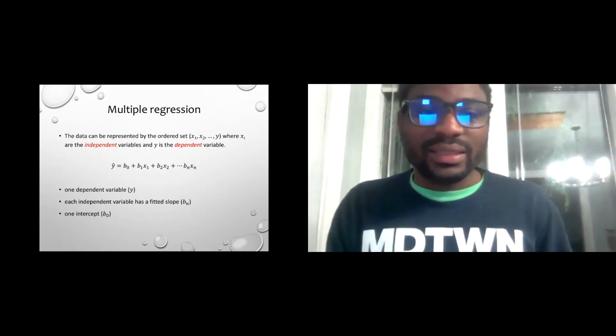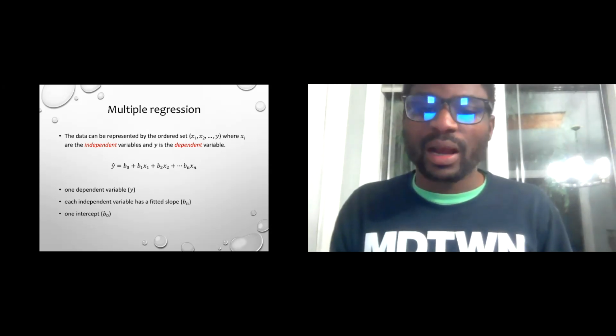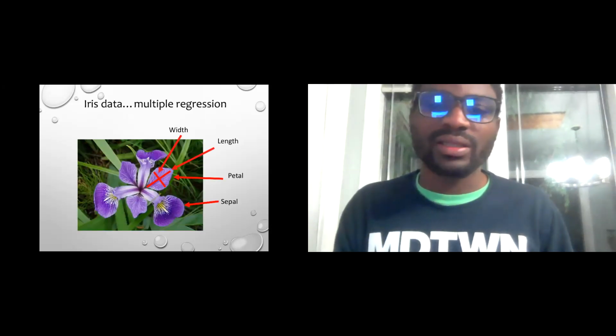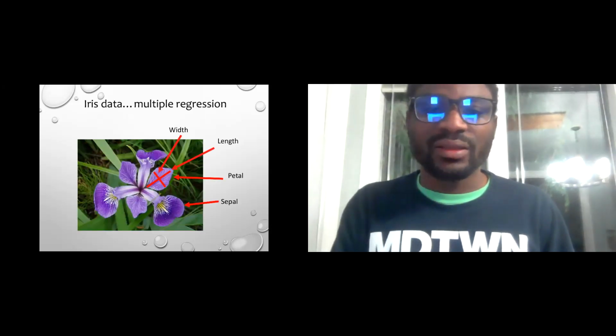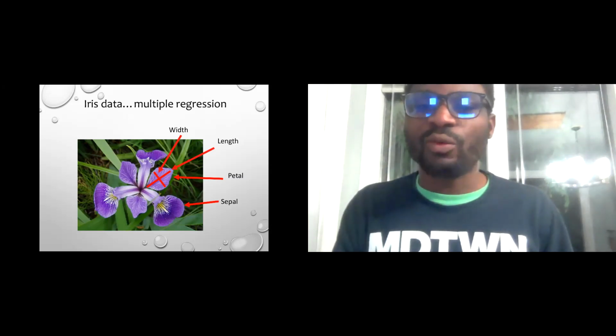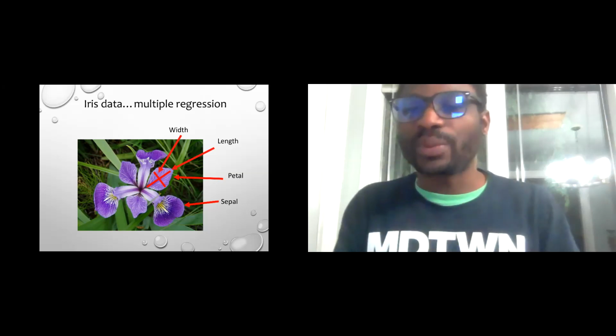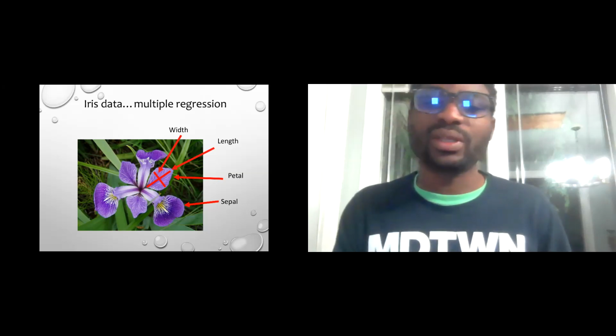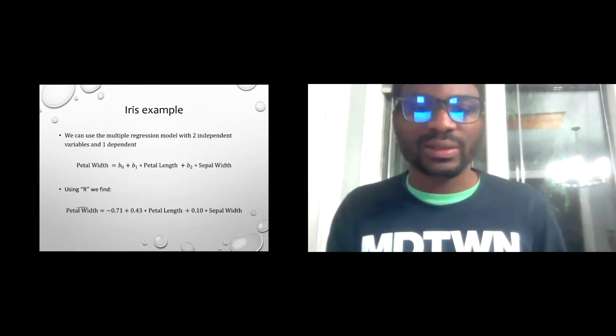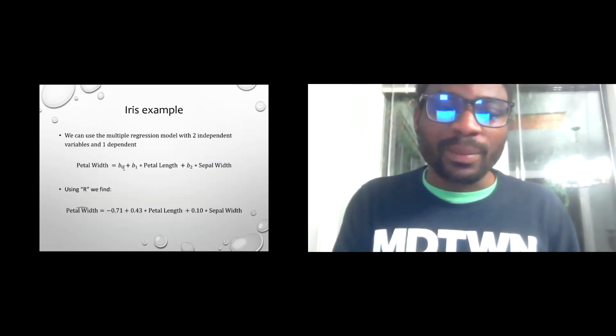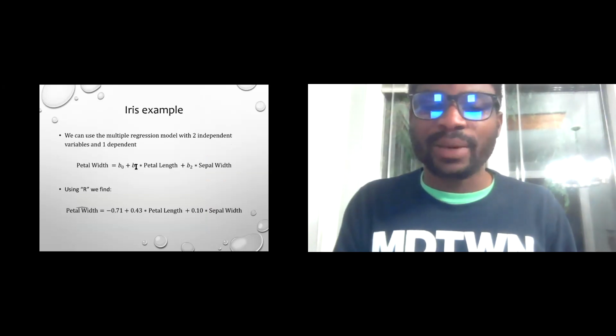And so the idea here is you have only one dependent variable, and each independent variable has a fitted slope. So you will have a slope for each one of them, and only one intercept. And we go back to our data set. We will have width, length, petal, sepal. So you can just use one of them, like the sepal width or length, and try to predict, use all others to predict one. So that's a multiple regression. So the petal width can be predicted by an intercept plus B1.